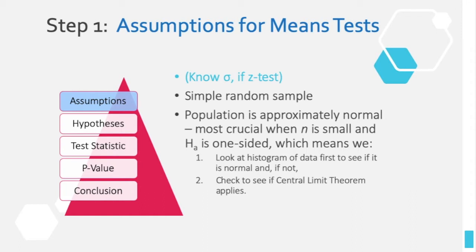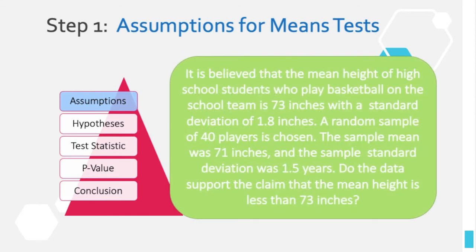And let's look at a particular example for that. And I'm going to try to carry this example through all of the different steps. So this is from the textbook. It says, it is believed that the mean height of high school students who play basketball in the school team is 73 inches. That's 6'1". So that's pretty tall, but basketball players are pretty tall. And then we have a standard deviation of 1.8 inches. A random sample of 40 players is chosen. The sample mean was 71 inches, and the sample standard deviation is 1.5. It says years. I'm thinking they mean inches. Do the data support the claim that the mean height is less than 73 inches?